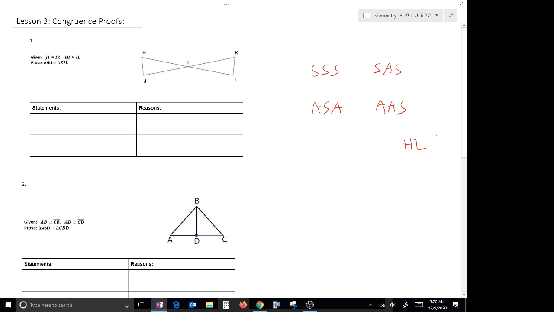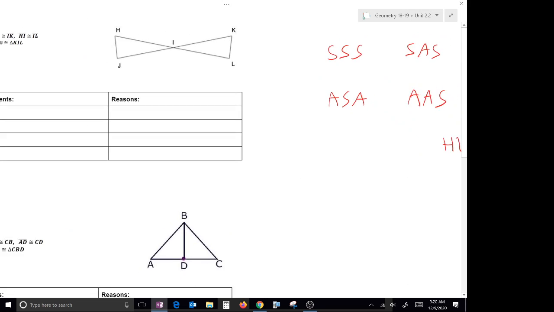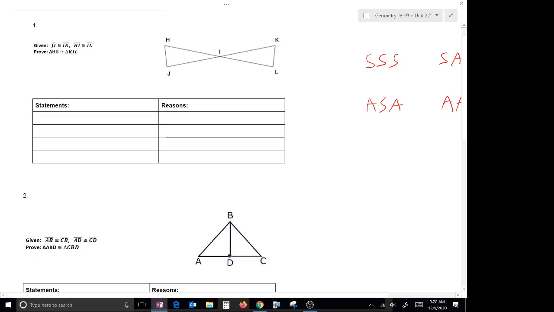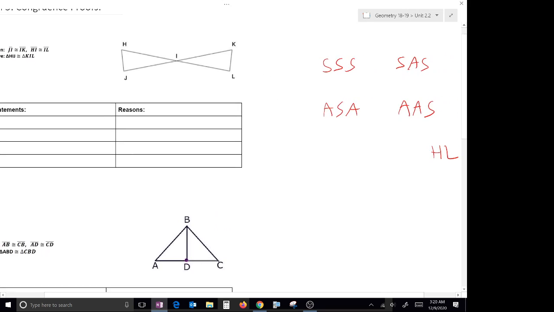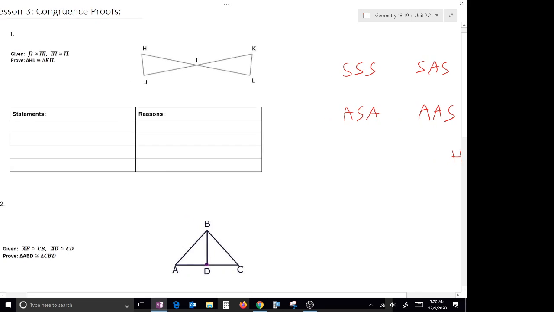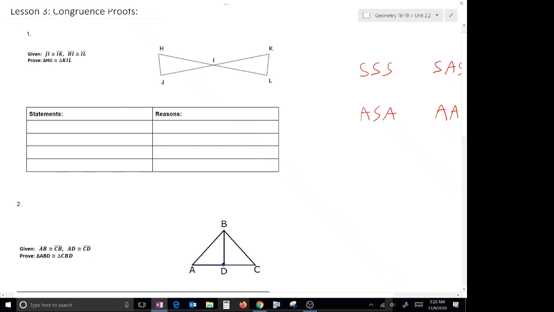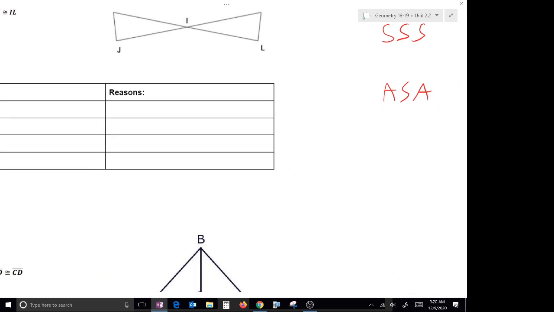Okay, let's actually take a look at a congruence proof here. Now all we're going to be doing is really repeating our process of figuring out which one of these 5 methods is the correct method. And then from there, all we're going to do in the proof is really justify where we get our sides and angles from. It's really just a formal organization of why we're saying the triangles are congruent.